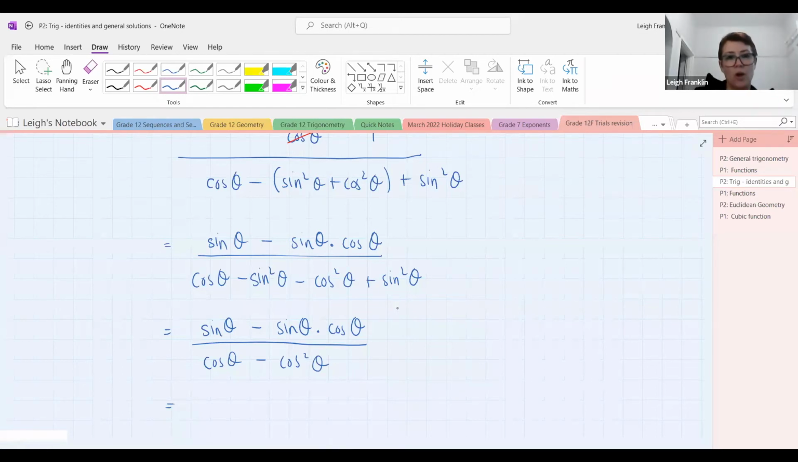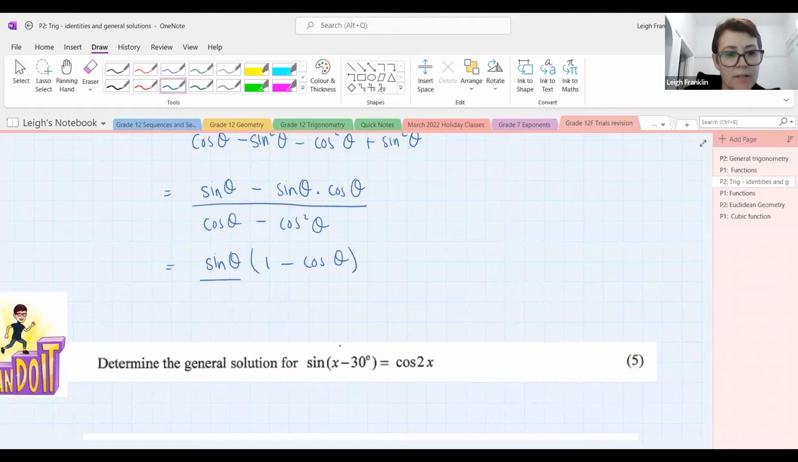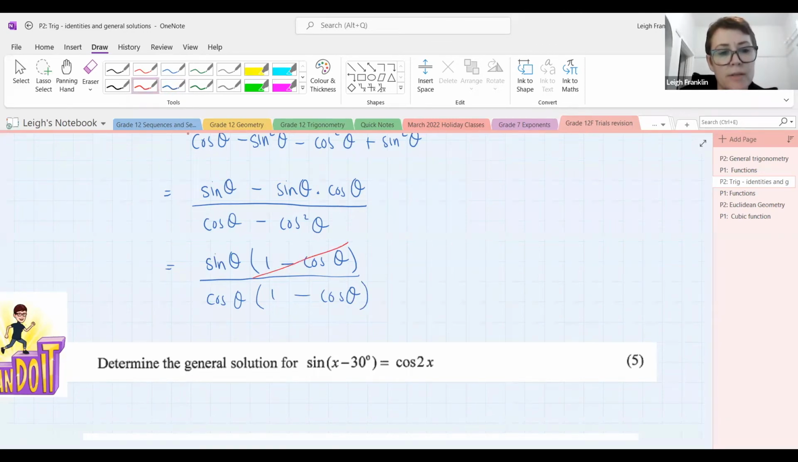Now at the top, we can factorize. We can take out sine theta. That leaves us with 1 minus cos theta. Same thing at the bottom. We can take out a highest common factor of cos theta. That leaves us with 1 minus cos theta. And now that we have factorized, we are allowed to cancel our factors. This leaves us with sine theta over cos theta, which is indeed tan theta as well.